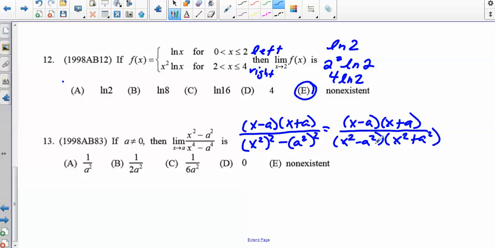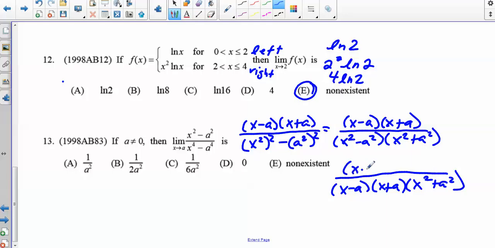And then x squared minus a squared can factor just like we factored the numerator. So the denominator has x minus a, x plus a, x squared plus a squared, and then x minus a, x plus a in the numerator. So these cancel and these cancel, leaving you just 1 over x squared plus a squared. Now we want the limit as x approaches a, so we're going to plug a in for your x values. So I have 1 over a squared plus a squared, and combining like terms, you get 1 over 2a squared.